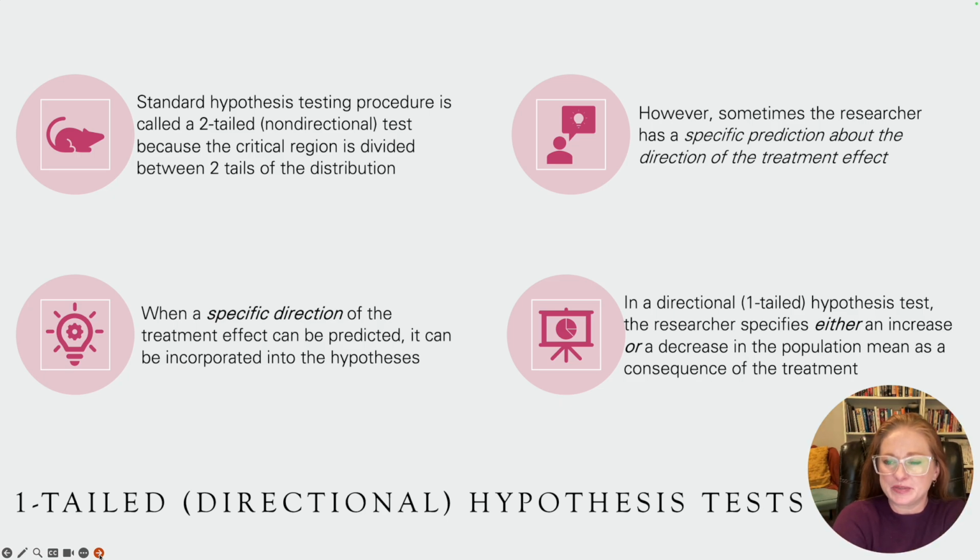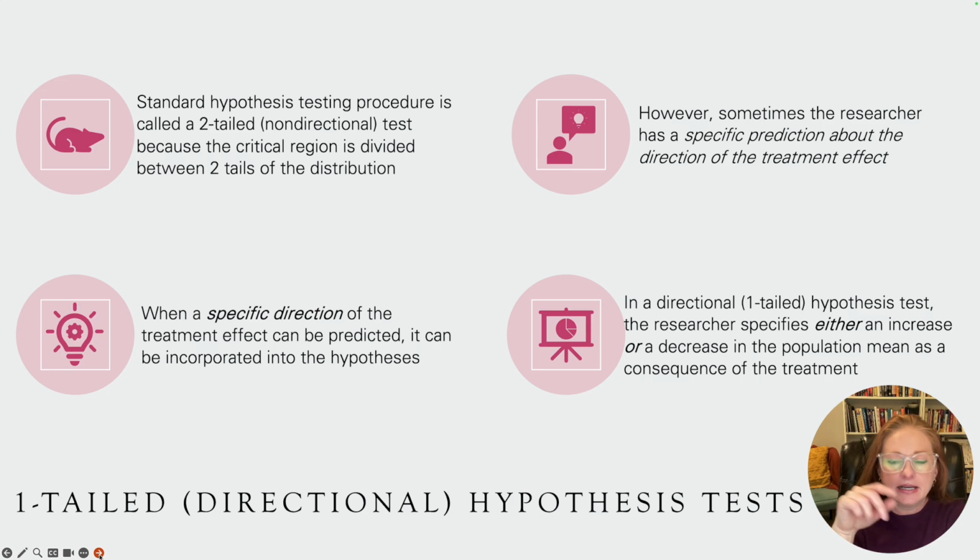Sometimes the researcher has specific predictions about the direction of the treatment effect. Okay. You want the blood pressure to go down. You want the rate of reading to go up, right? When a specific direction of the treatment effect can be predicted, it can be incorporated in the hypothesis. So usually not. Usually you're looking for an effect, a change, a difference.